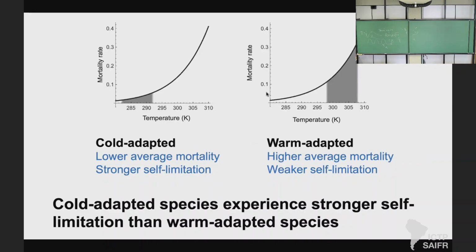So the warm adapted species is active in that high temperature range because the curve is exponential, and that's a fundamental fact of life. In all ectotherms, no matter what it is, mortality rate increases with temperature. It's simply biochemistry and thermodynamics. We do not argue with the laws of thermodynamics. That's the one thing we do not argue with. It hasn't changed in however many, 200 years, right? So you have weaker self-limitation.